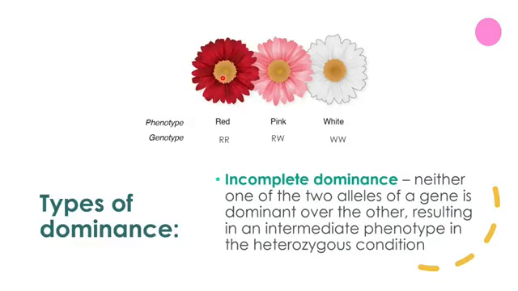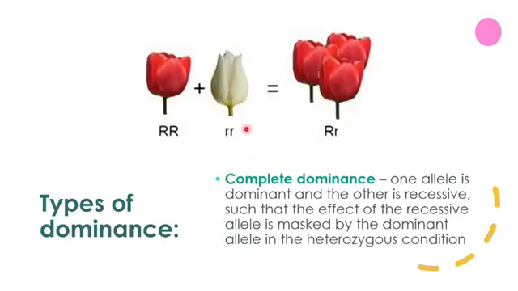So I see here a red flower and a pink flower and a white flower. Now, how do I know that it's incomplete dominance? As soon as you see three different characteristics, I immediately know that it's incomplete dominance. I'm quickly going to jump back to the previous slide.